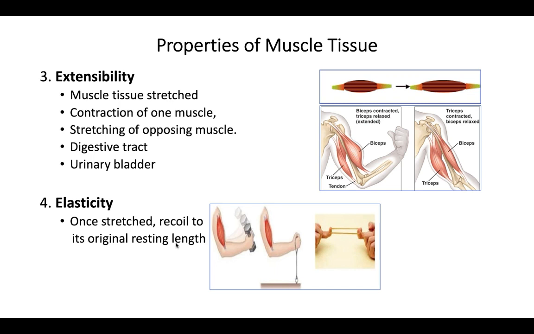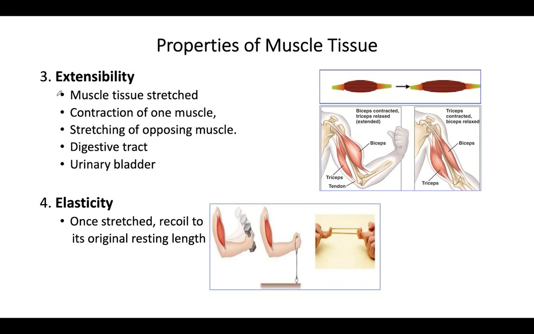Another property of muscle tissue is extensibility. Extensibility means muscle can be stretched beyond its normal resting length. So contraction of one skeletal muscle will stretch an opposing muscle. For example, when biceps brachii contracts, then triceps brachii extends, and vice versa.